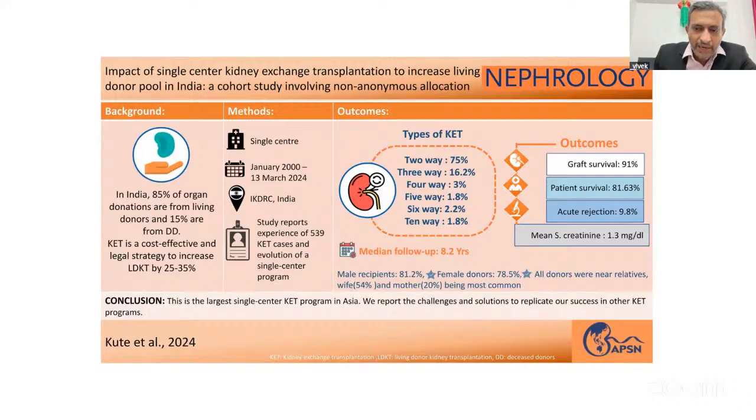Graft survival is 91%. Patient survival is 82%. Rejection rate is 10%. Serum creatinine is 1.3 at median follow-up of 8.2 years. Patient survival is less as compared to graft survival because infections are common because of tropical infections, and death with functioning graft is common in India as well as Asia. This is the largest single center experience, and we reported challenges and solutions to replicate our success in other swap transplant programs in India. Next slide.